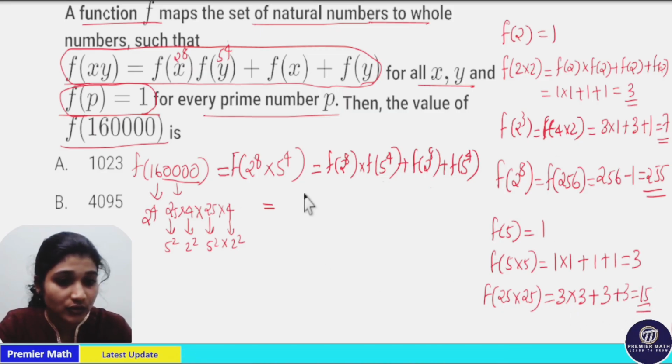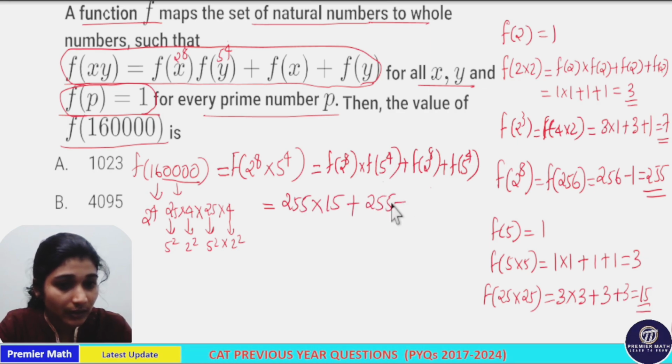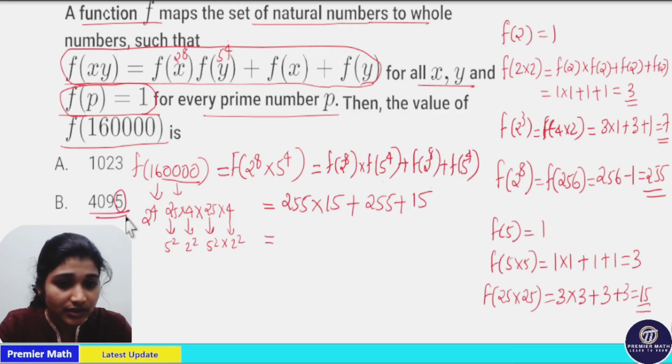Now we got the values. So f of 2 raised to 8 is equal to 255, into f of 5 raised to 4 which is 15, plus 255 plus 15. Now if you look at the unit digit, 255 into 15, unit digit is 5. Here 5 plus 5, 10. So the unit digit becomes 5, which means if you look at the options, the unit digit is 5 in option B. Only option B has unit digit 5. So 4095 is your answer.